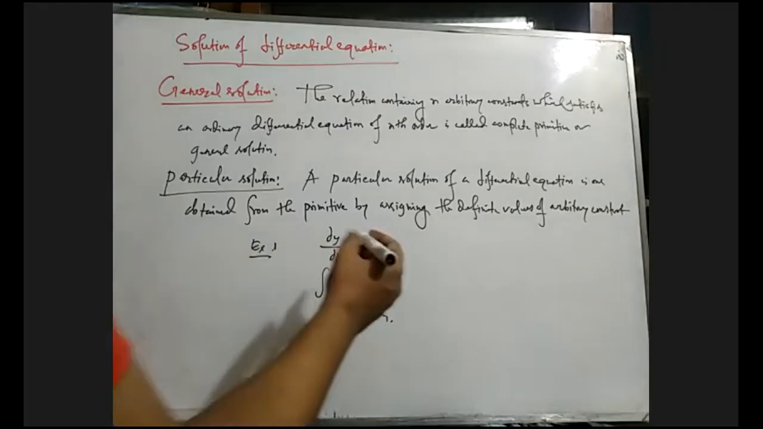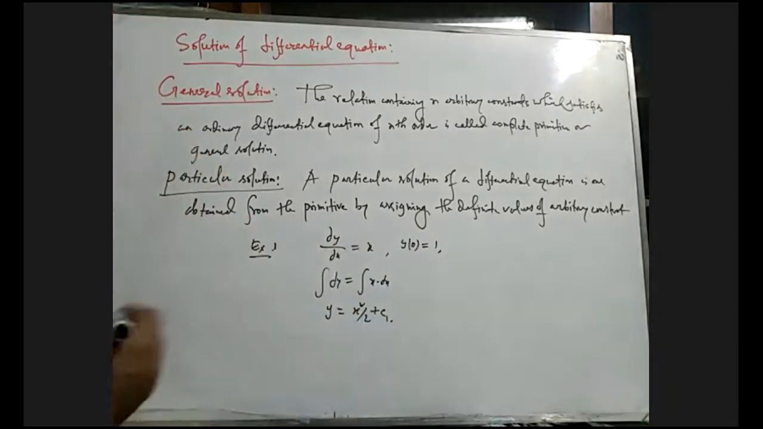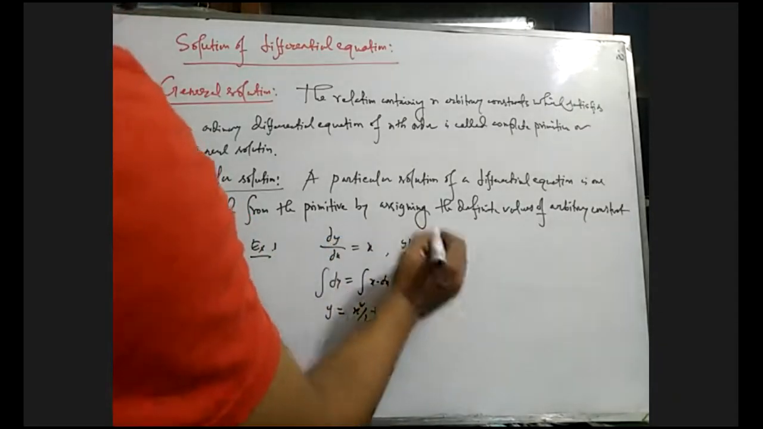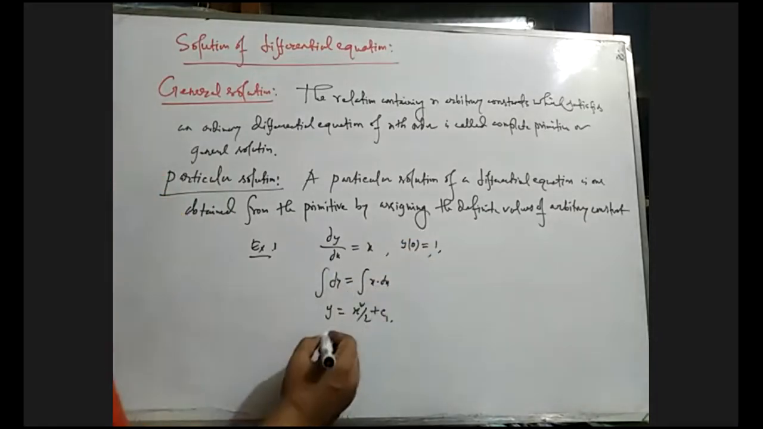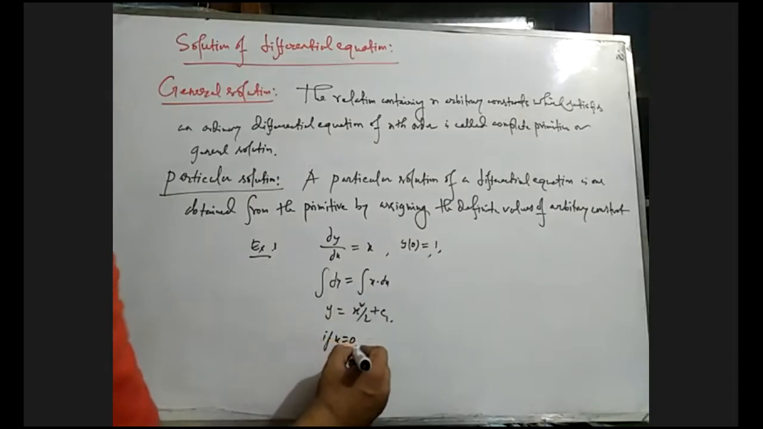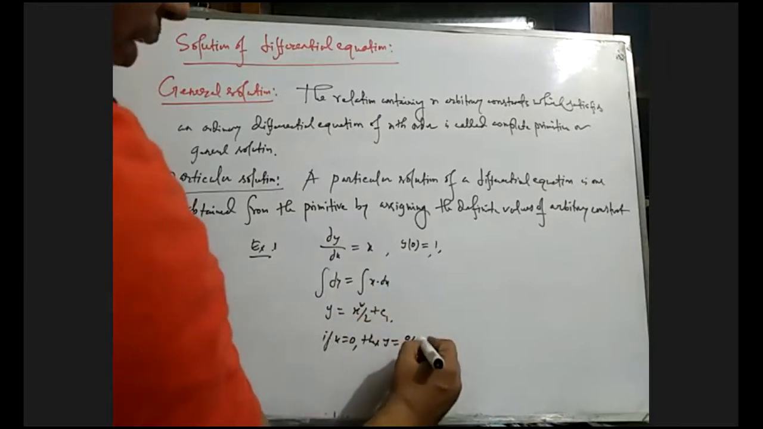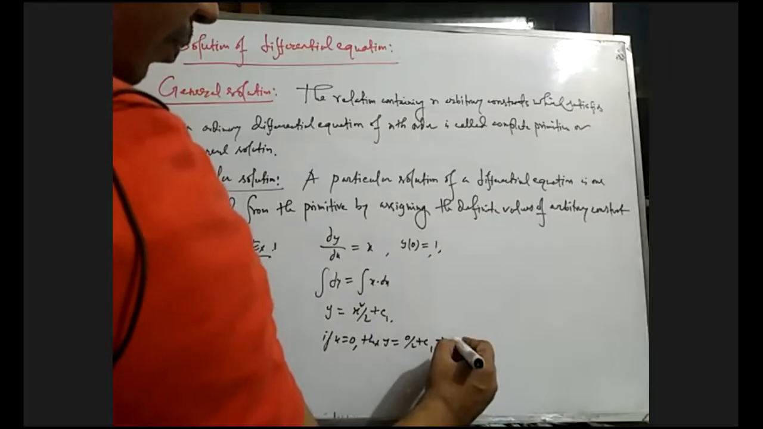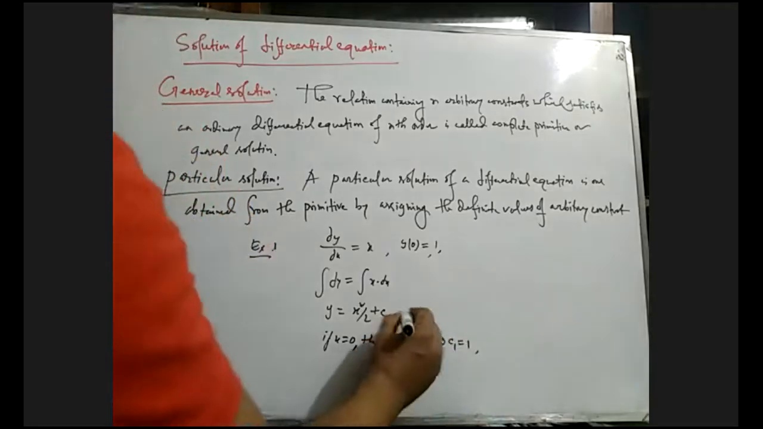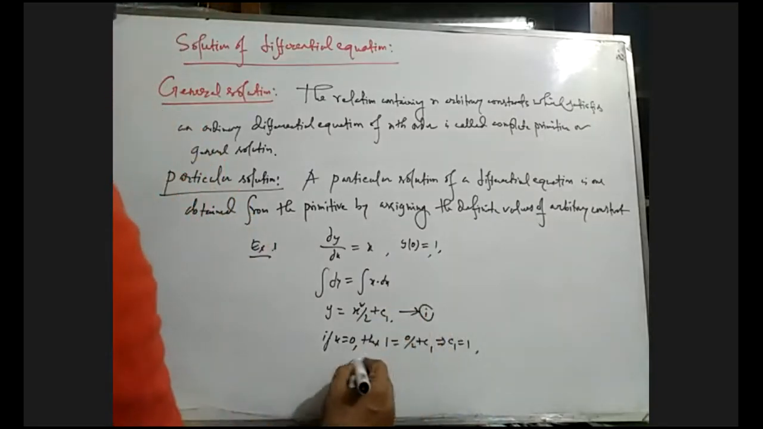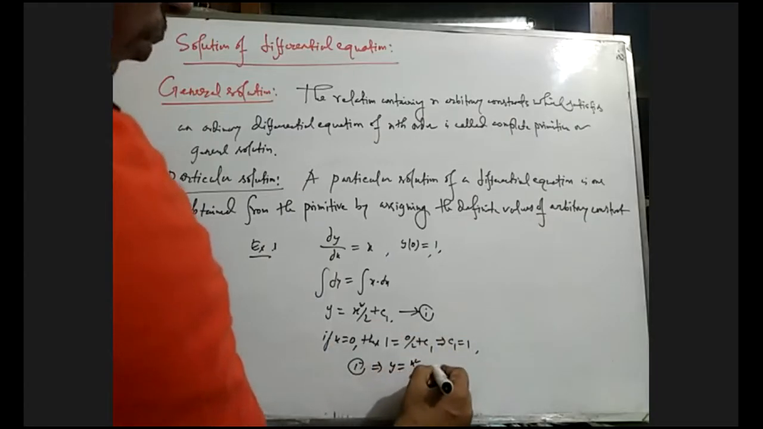So suppose there are assigned values. Suppose y(0) equals 1, the initial value. That means if x equals 0 then y equals what? 1. So if we put these values, assigning initial values, then if x equals 0, y equals 0 divided by 2 plus c1. That means c1 equals what? C1 equals only 1. Now putting this in the equation, y equals x square by 2 plus 1.